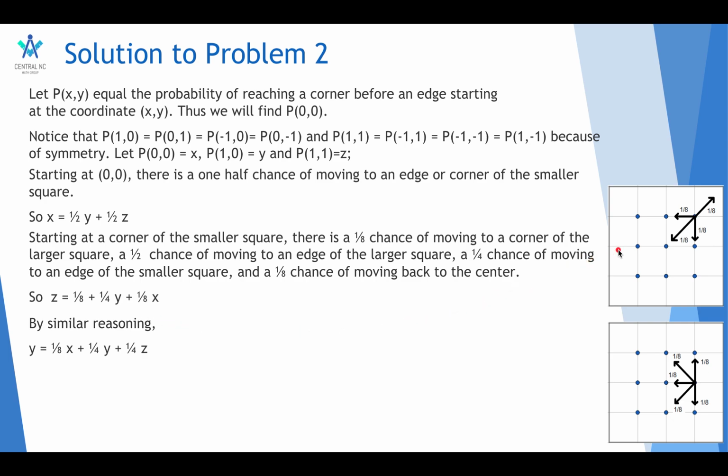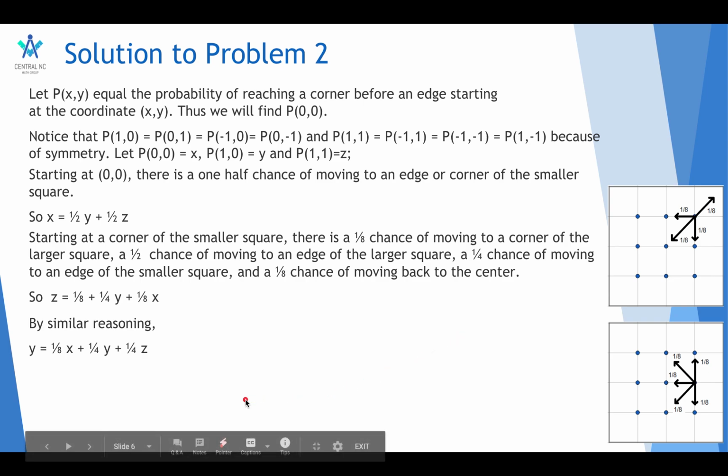And for the remaining four directions, you will not end up at a corner. You'll end up at an interior point of the larger square, which we don't want. So that exhausts all possibilities starting from a corner. And if you start from an interior point, then there's an eighth chance that you go back to the origin.